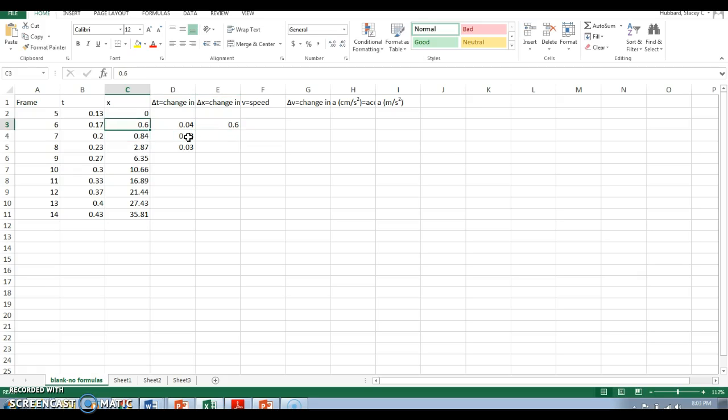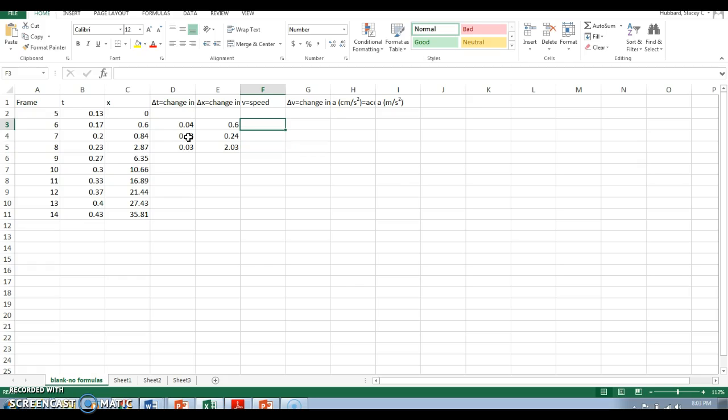0.84 minus 0.6, remember you go a frame above, it's 0.24. Then you come over here, 2.87 minus 0.84, because you have to go a frame above, is I think 2.03, something like that. Okay, finish that column.